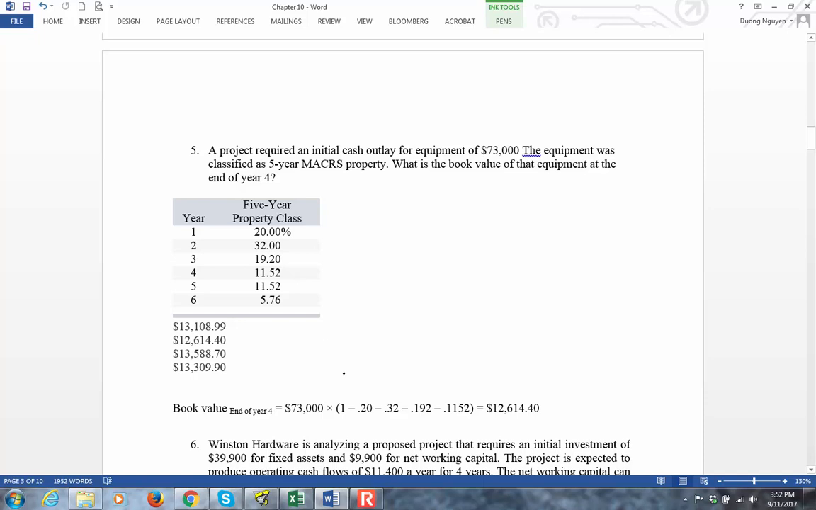So what is left after year 4 is 1 minus 20% in the first year, 32% in the second year, 19.2% in the third year, and 11.52% in the fourth year. Alright, so that is how many percent are left of the book value. Multiply with the $73,000 original book value, and you get the book value at the end of year 4, which is 12,614.40.